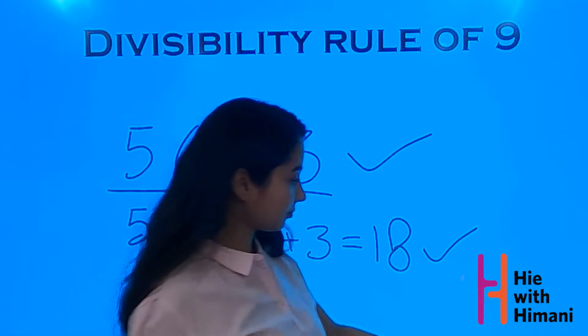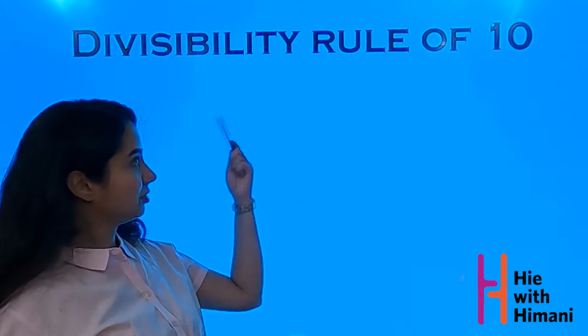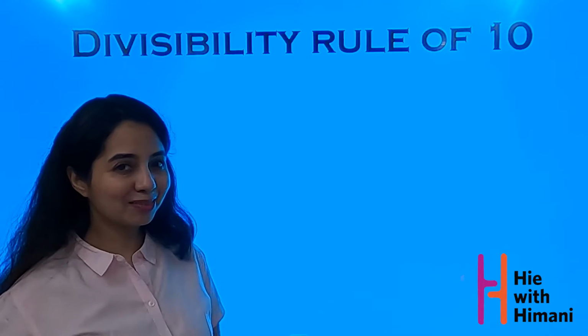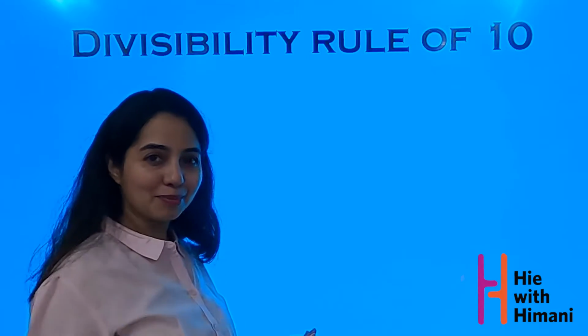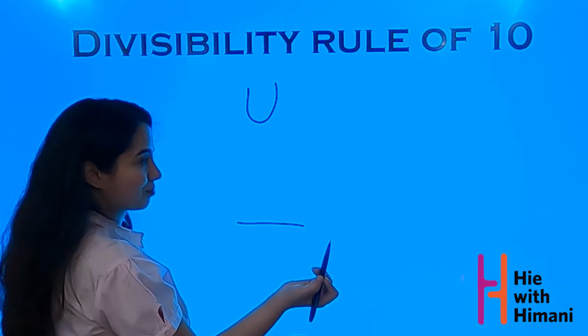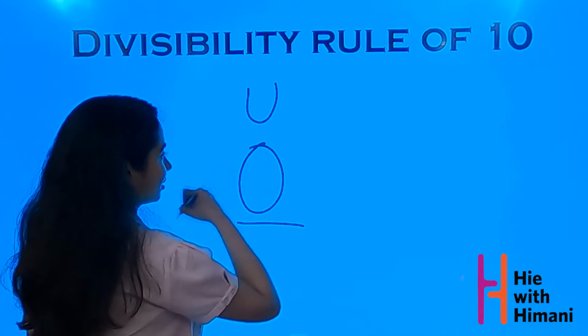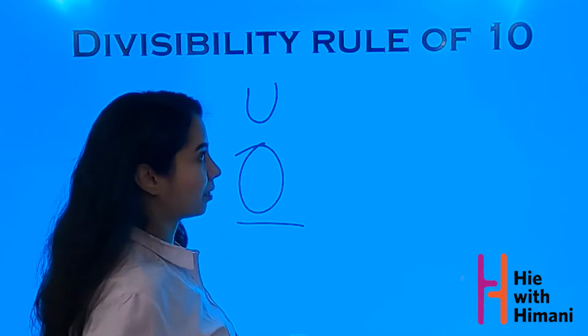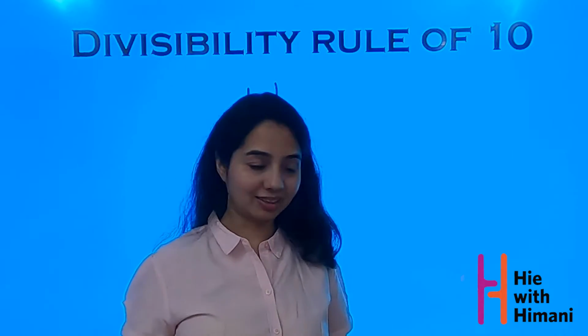Simple. Now, shall I tell you the divisibility rule of 10? You must be knowing, right? Just for the sake of telling you, if the units place is 0, then the number is divisible by 10.